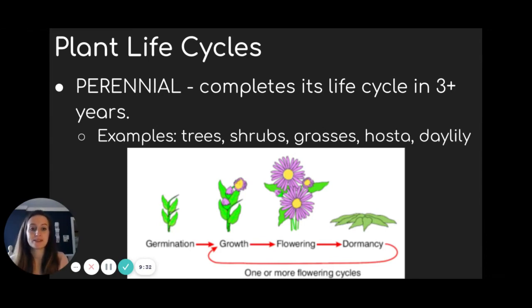Perennial completes its life cycle in 3 or more years. Trees, shrubs, grasses, and then herbaceous perennials. Herbaceous means it's soft-tissued. So if you think about plants that maybe you have in your yard and they look like they die in the winter, but they always tend to come back the next year, those are perennials. Hosta and daylily are just two of the common herbaceous perennials that you'll learn in this class and that you would see if you went in Lowe's again in the spring.